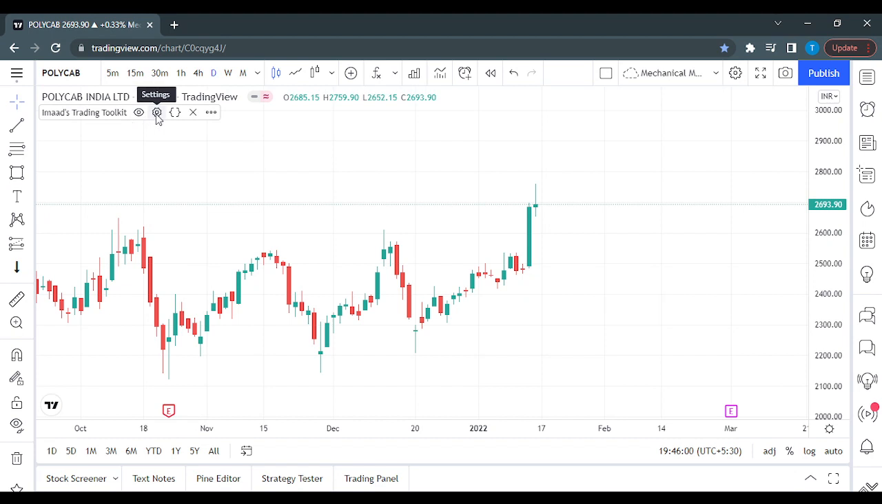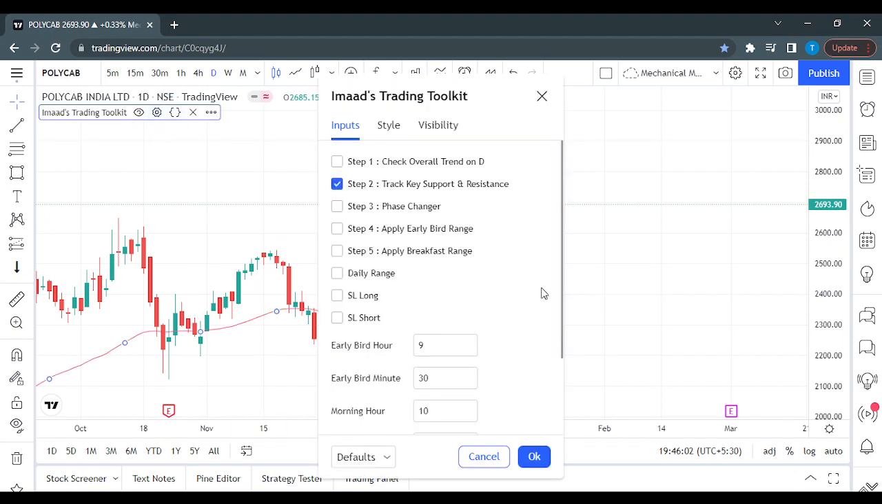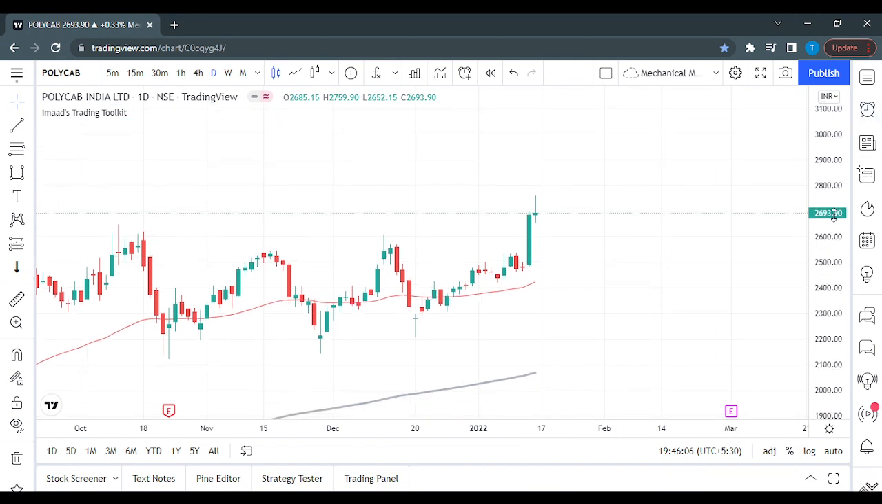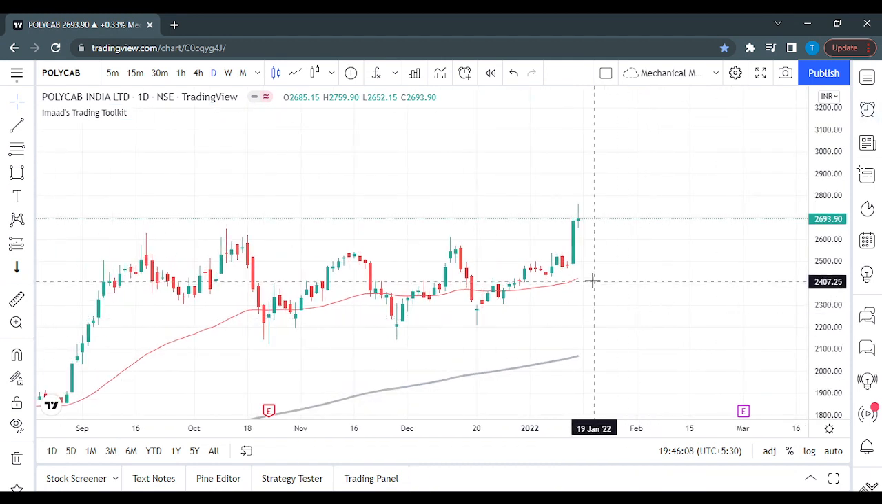Now we will go to our second step, where we're going to see where there has been a good support for this particular stock, right? Now, if you see this red line, again, it's just the same thing, right? We've used a 50 period moving average. That is the 50 EMA here, the red line.